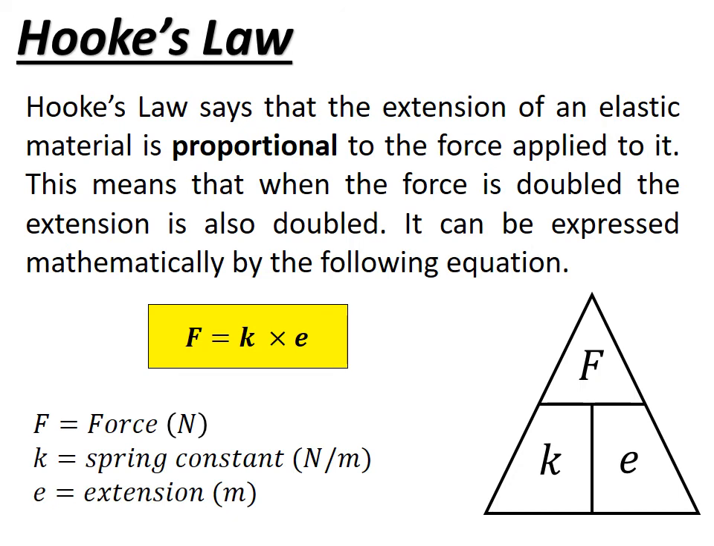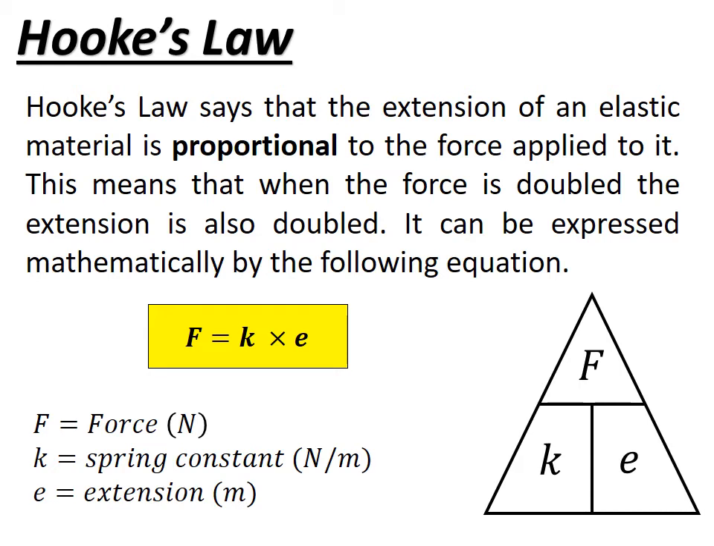Robert Hooke was a very well-known scientist about 300 years ago, and he came up with a law to describe this relationship between force and extension, and it's known as Hooke's law. You need to learn the law and you need to memorize the equation that goes with it. It's very straightforward. Hooke's law says that the extension of an elastic material is proportional to the force applied to it. This means that when the force is doubled, the extension is also doubled.